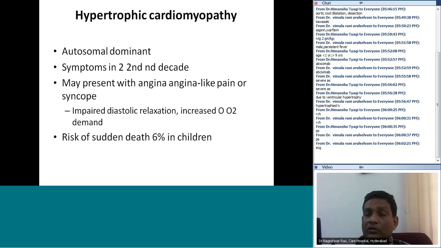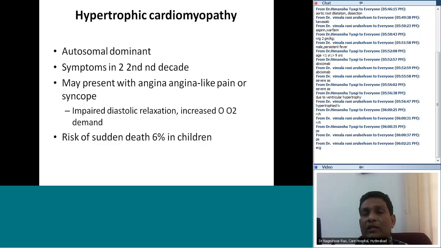So in these children, again, the same LVH is there, and myocardial bridges also will be seen. Those can cause a systolic compression on the coronary artery. So these are some of the mechanisms of chest pain in hypertrophic cardiomyopathy. I would like to move to the next case.